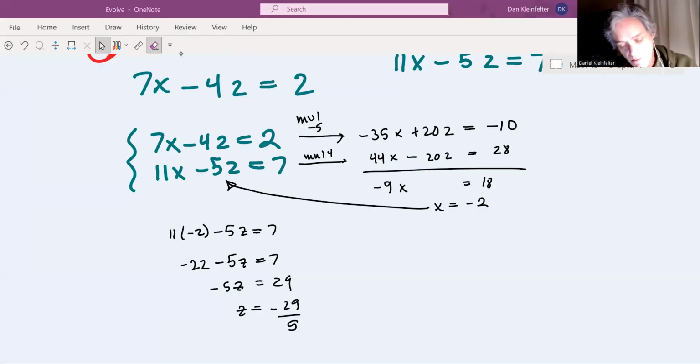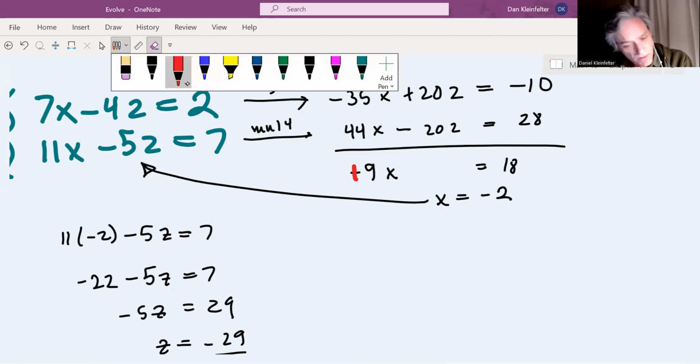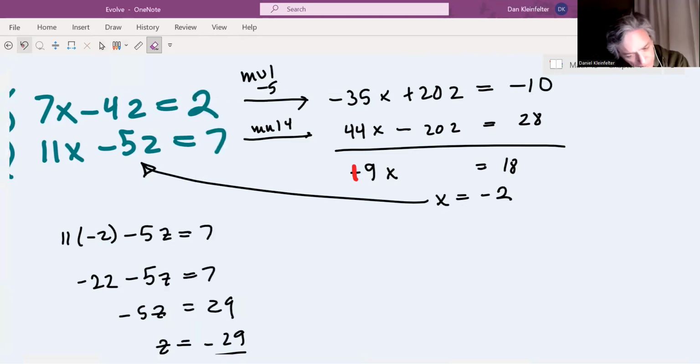All right, so taking a look back over my work, I found a mistake, which let's fix that. So here, when I had negative 35x plus 44x, somehow I had gotten negative 9x. That should be positive 9, right? And so that'll be positive 9x. And so 9x is 18. That will make x positive 2, not negative 2.